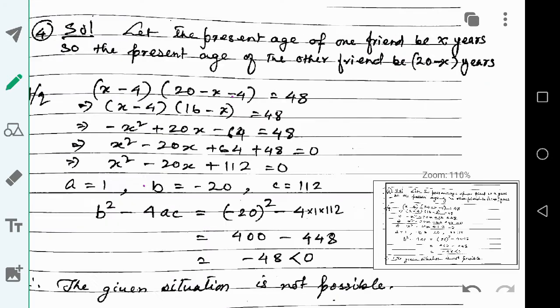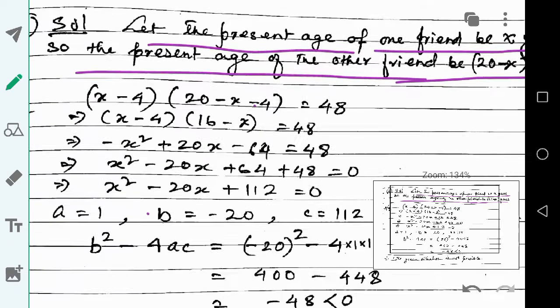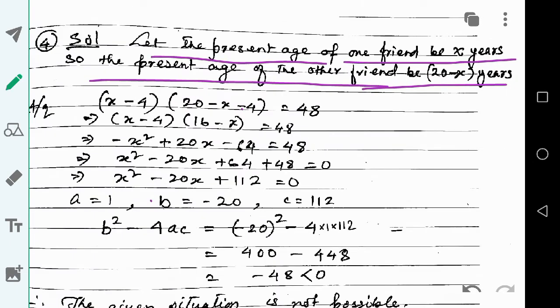This is the solution of question number 4 here. You see, let the present age of one friend be x years and the present age of the other friend be 20 − x years. Four years ago, the friend who is now x years old was x − 4, and the one who is 20 − x years was 20 − x − 4. Okay, and then the product of their ages was 48.